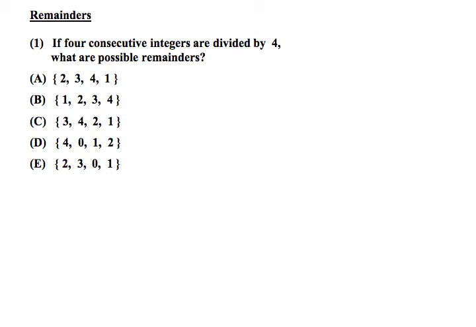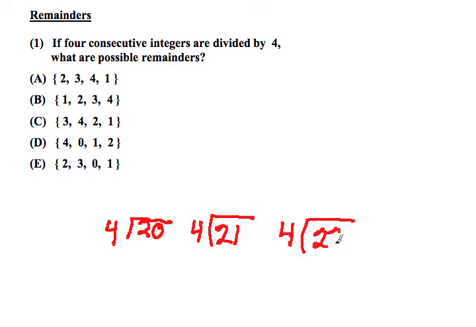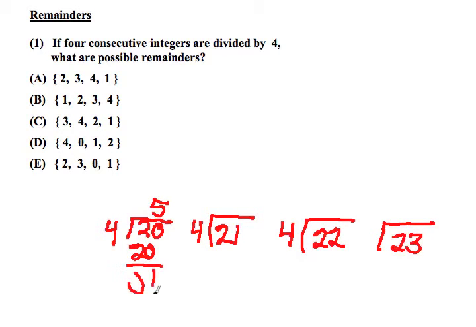Next, remainder problems. For example, if 4 consecutive integers are divided by 4, what are the possible remainders? So let's be concrete. Let's say 20, 21, 22, and 23. Okay, so 4 into 20 gives 0 remainder.